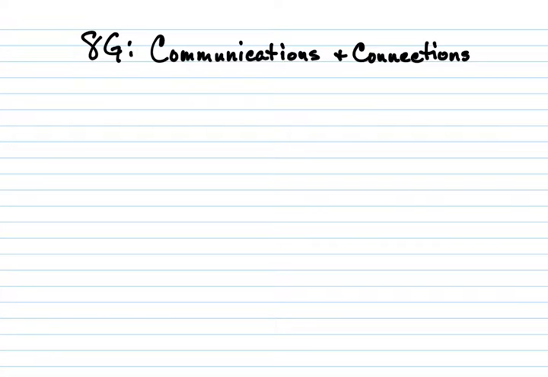All right, today what we're going to look at is section 8G, called Communications and Connections. You're going to be given a diagram of how people or towns or other things are connected, and you're going to create a matrix, and then do some manipulations and answer some questions based on those.